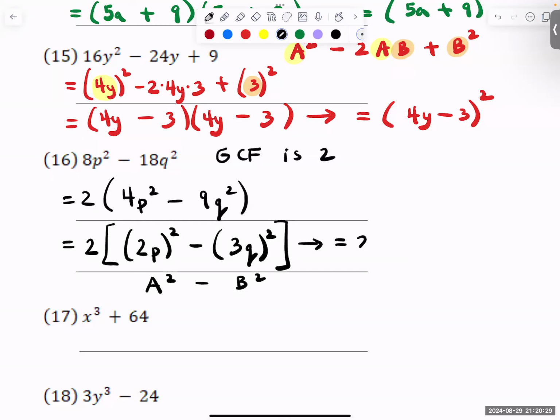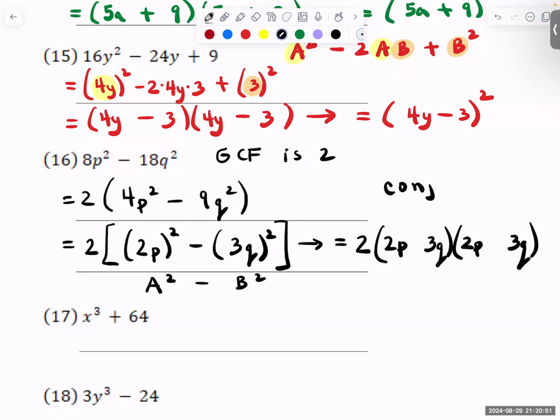So this will equal GCF 2 times the product of conjugates, 2p times 2p would be 4p squared, and 3q times 3q will be 9q squared. Conjugates have opposite signs. Conjugates are two binomials with opposite signs. One's a plus, the other's a minus, or vice versa, first minus and then plus.